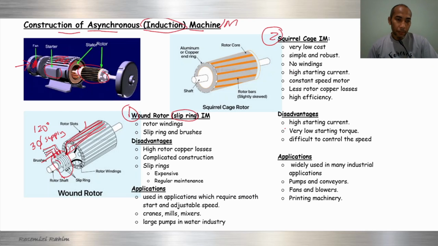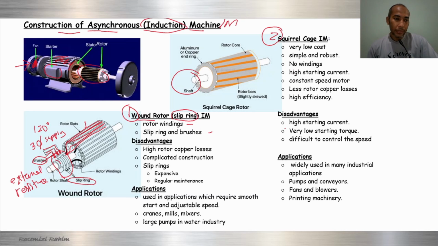Due to the presence of brushes and slip rings, we can have external resistance. Compared to the squirrel cage, there is no slip ring, no brushes, no external supply, and no external resistance. Now we focus on the wound rotor. There is the rotor winding and brushes.